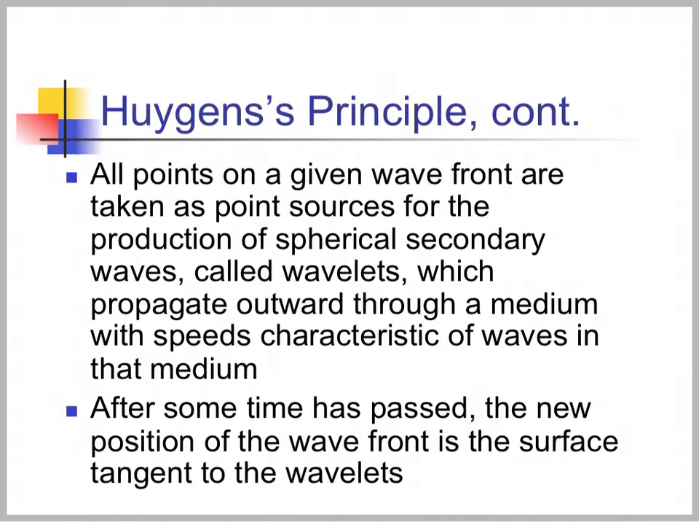All points on a given wavefront are taken as point sources for the production of spherical secondary waves called wavelets, which propagate outward through the medium with speeds characteristic of the waves in that medium. After some time has passed, the new position of the wavefront is the surface tangent to the wavelets.